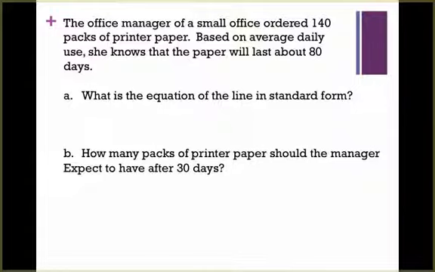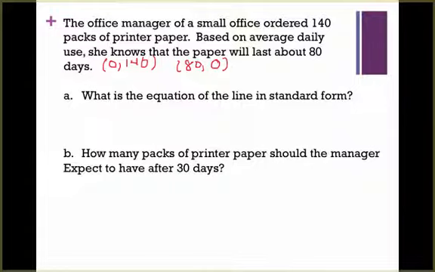So if we start with the ordered pair (0, 140), representing at t equals 0, or at the very beginning of when she ordered 140 packages of paper. Then 80 days later, so x is going to be the number of days that have passed, we know that she's going to be out of paper, which would put her at 0. So x is days, and y is going to be the amount of paper she has.